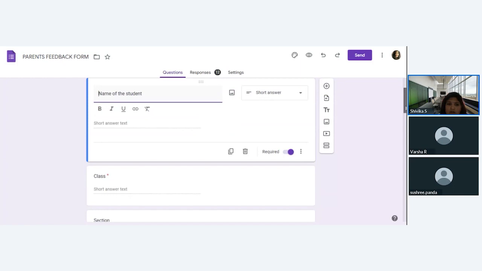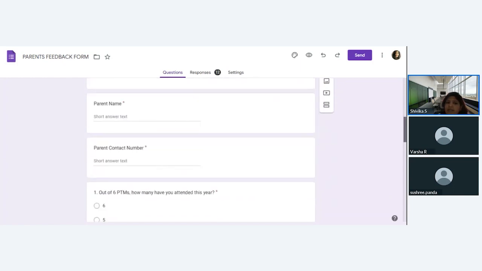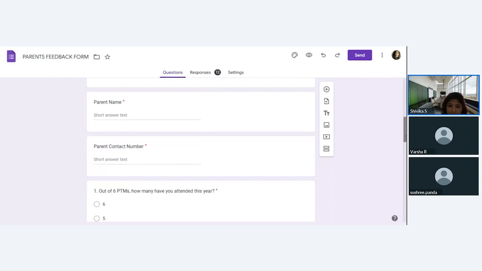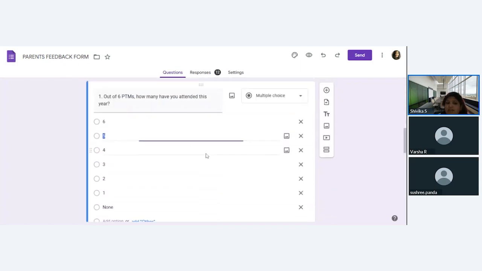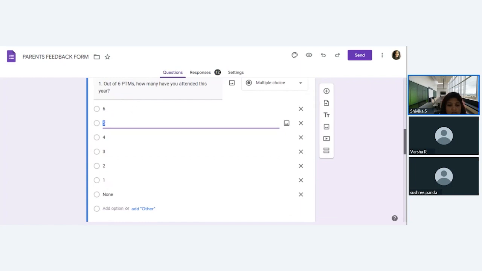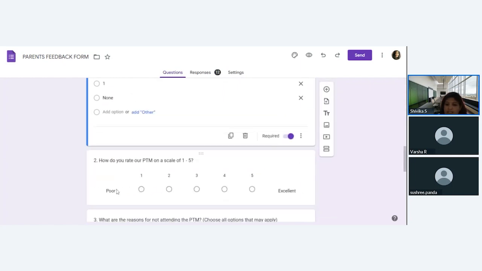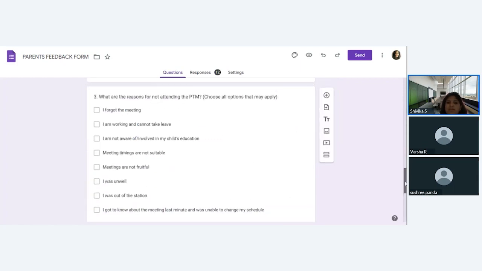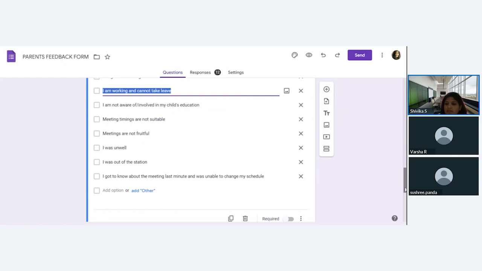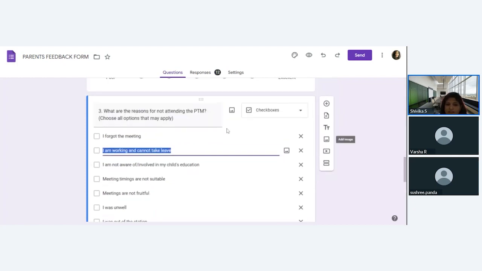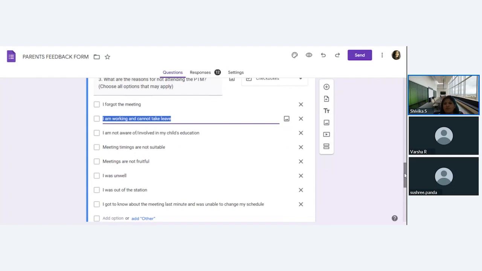So here, as I said, this can be a short answer. You can just add name, class, section, parent name, parent contact number, out of 6 PTMs. Here again, it's a multiple choice question. You can put a scale, asking what is your experience on a scale of 1 to 5. Here you can use checkboxes, as I mentioned, so you can opt for more than one answer. So what are the reasons for not attending PTM? A parent can say that I forgot the meeting, or timings are not suitable.